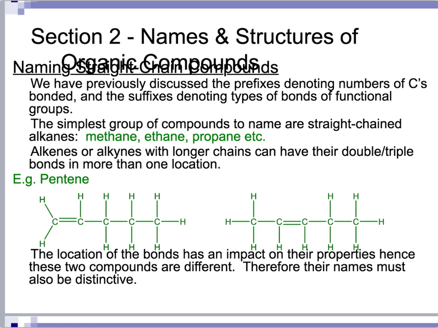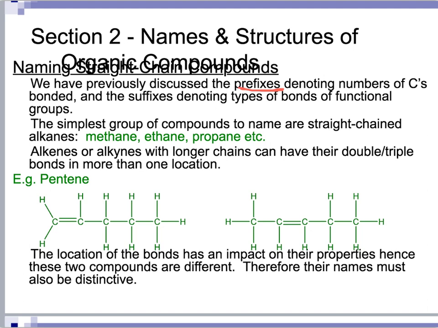Okay, so we've already started talking about the ways that we name organic compounds. One of the first things we talked about was a system of prefixes. So that is meth for 1, eth for 2, prop for 3, but for 4, pent for 5, hex for 6, hept for 7, oct for 8, non for 9, and dec for 10. That is earlier in your notes.